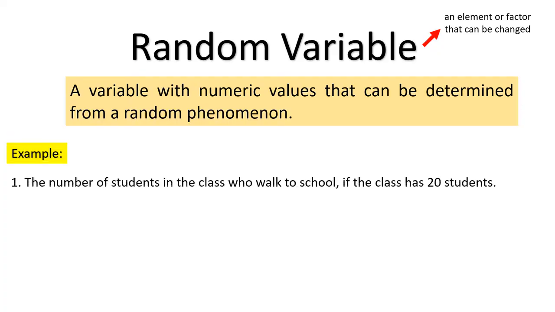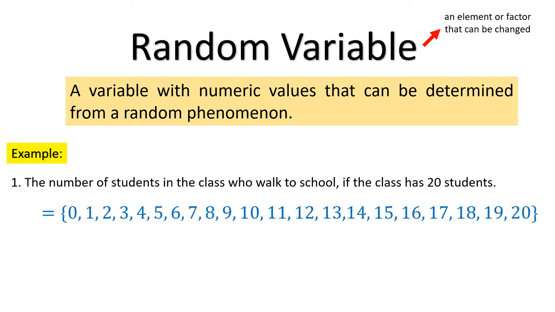For example, the number of students in the class who walk to school. If the class has 20 students, we have 21 cases here. Maybe 0 of the students in the class walk to school, maybe 1 of the students walks to school, maybe 2, maybe 3, and so on. Usually, we will use the capital X to represent the random variable.